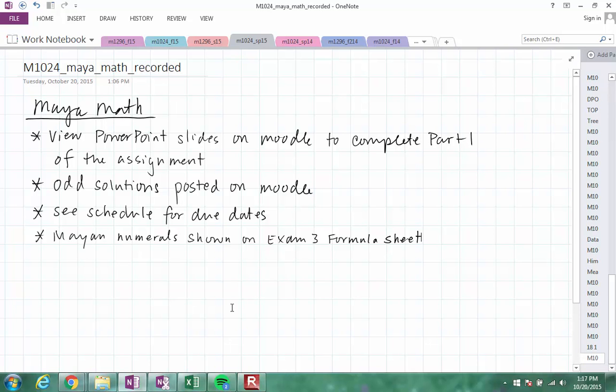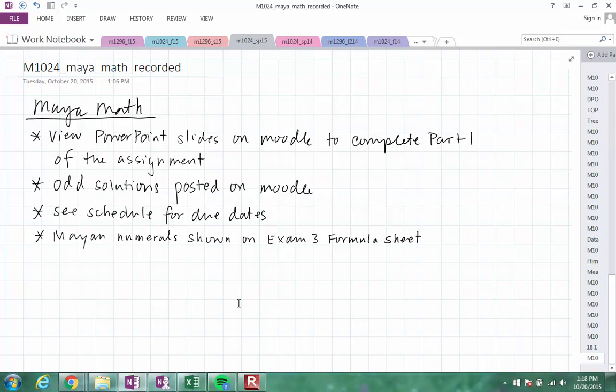Alright, let's get going. The Mayan numerals are shown on the Exam 3 formula sheet, and these are just showing you the symbols that were used for the different digits in their system. So it's not the same as base 10. They're actually using also a number for their base. It's different than 10. It's going to be base 20. But even for the digits, they weren't using 1, 2, 3, etc. They were using dots and lines and combinations of those.